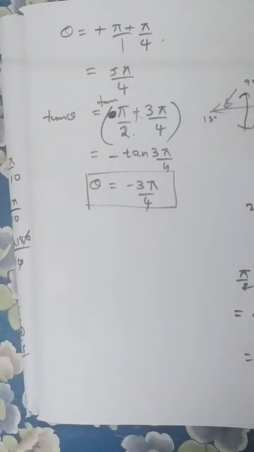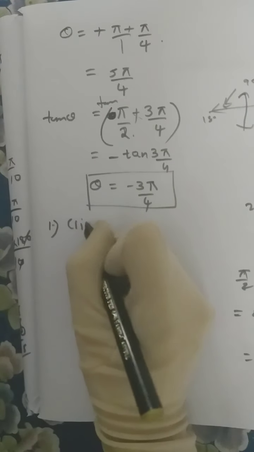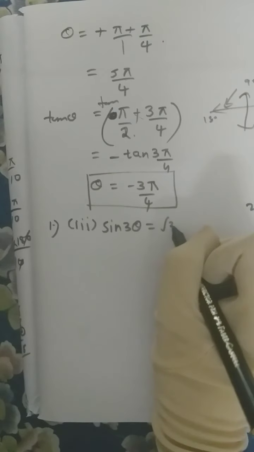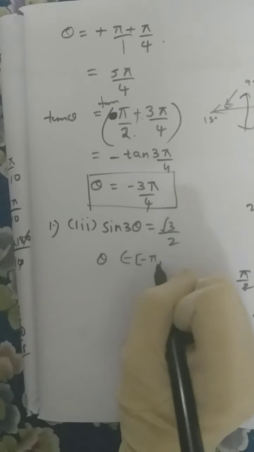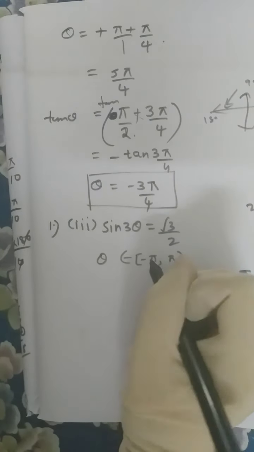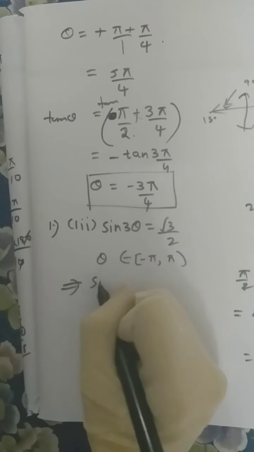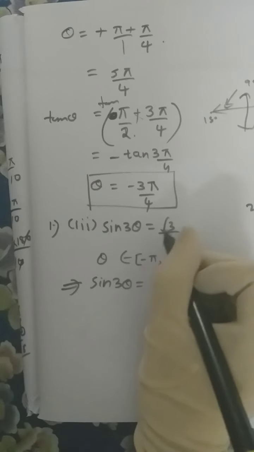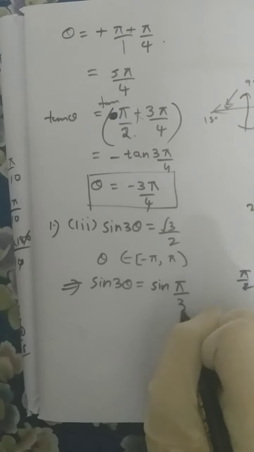Moving on to the third bit. The third bit is sine 3 theta is equal to root 3 by 2, and it is given that theta belongs to the interval minus pi to pi. So what can I do? I have sine 3 theta is equal to root 3 by 2, which in terms of sine can be written as sine 60. Sine 60 in terms of pi can be written as sine pi by 3, because 180 by 3 is 60.